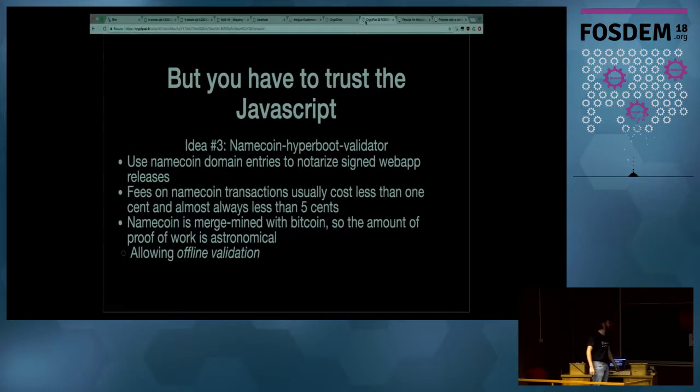And idea number three, which I'm not sure I'm going to have time for, but I'll go with it. This one's really, really geeky. We could validate this in Namecoin. And Namecoin is really kind of interesting because it has two really silly properties, really useful properties, sorry. One is that it's almost free to transfer a Namecoin because everybody's just forgotten about it. It's not an interesting cryptocurrency. And number two is that it's merge mined with Bitcoin. So the amount of proof of work that validates every Namecoin block is astronomical. And this allows for offline validation.